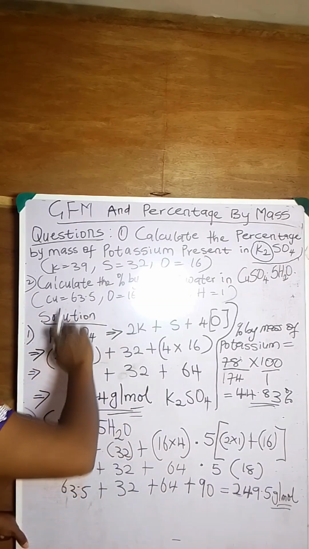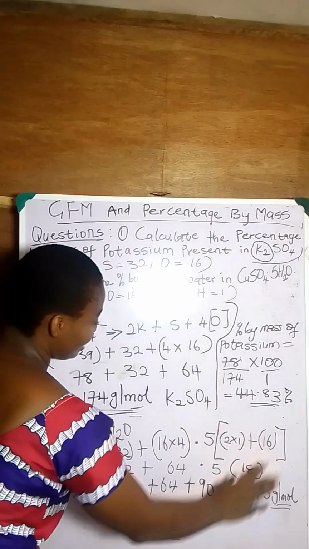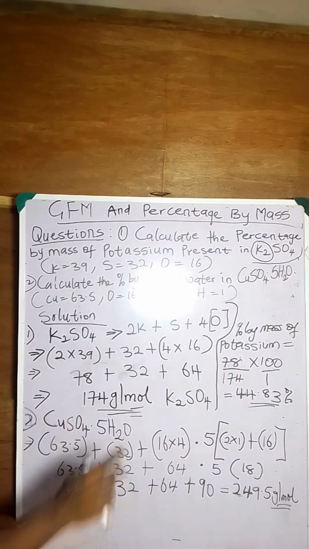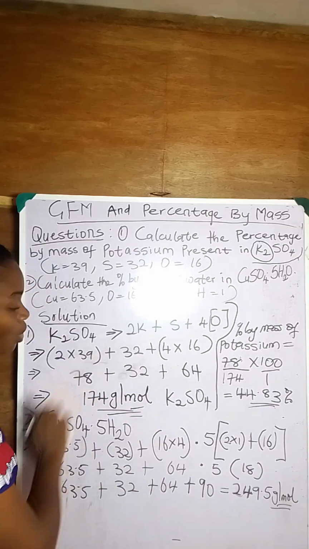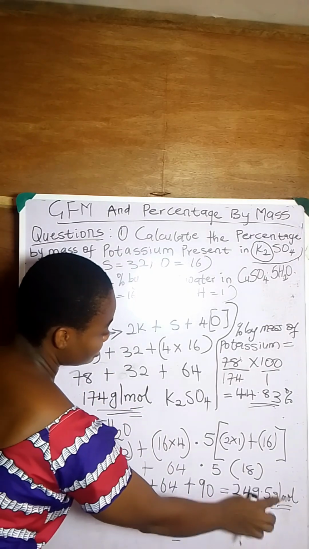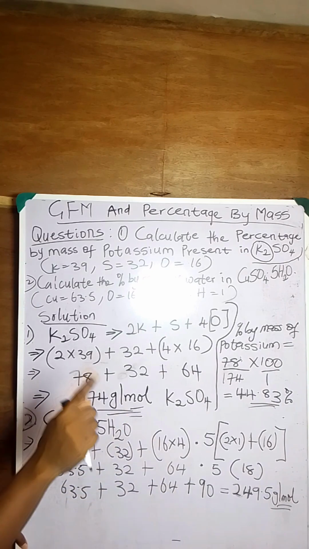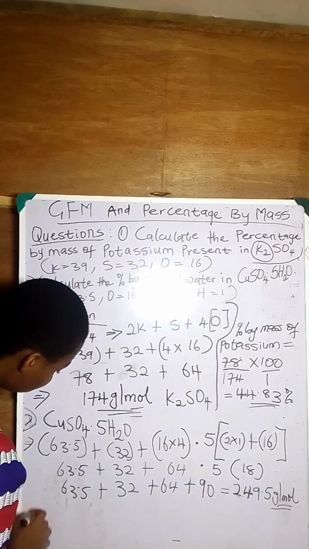Now back to this question: calculate the percentage by mass of water. From what you have solved, you've already gotten 2 pieces of information that will help you. Number 1 is the molecular mass of the whole compound, which is 249.5, and then the molecular mass of water, which is 90. Are you getting me? So this is very easy.